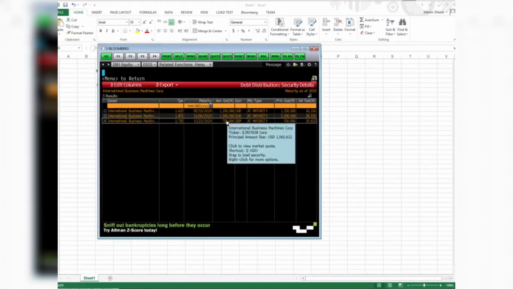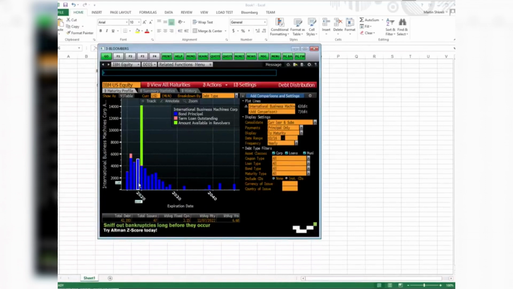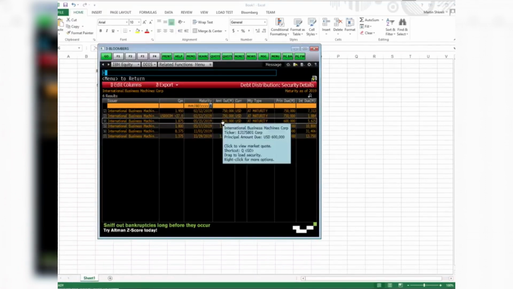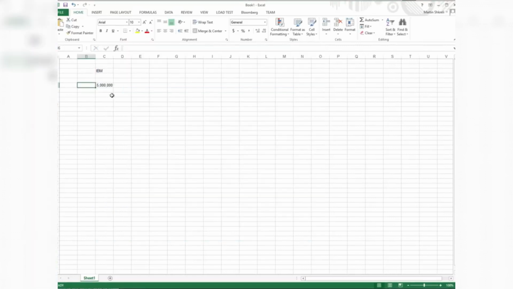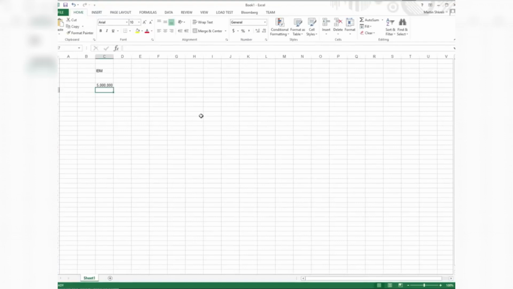The smallest bond they have that I can see right here is $750 million. So borrowing $5 million isn't something IBM is going to do. Here's a $600 million bond of IBM's. So all right, so $5 million. They're looking to borrow $5 million.